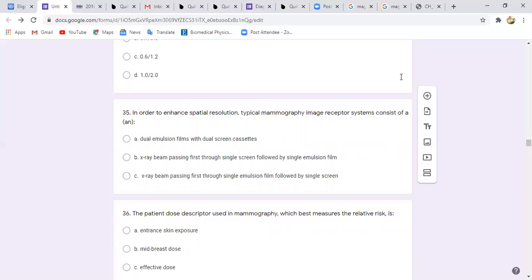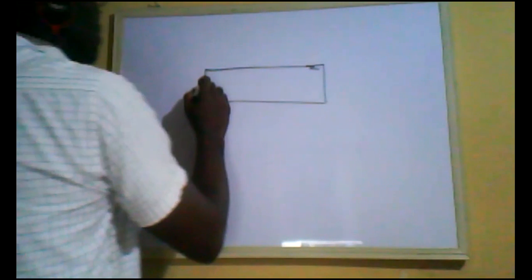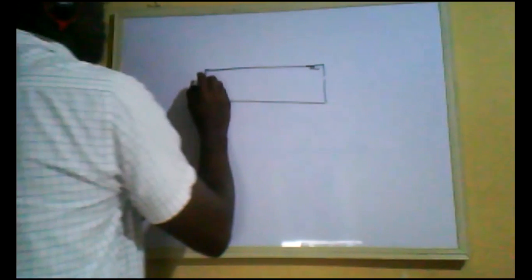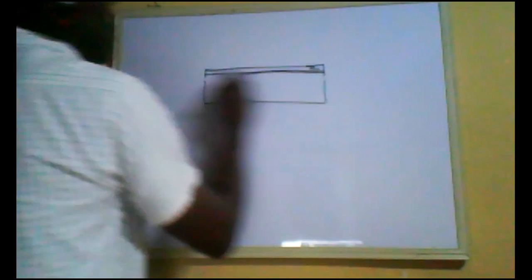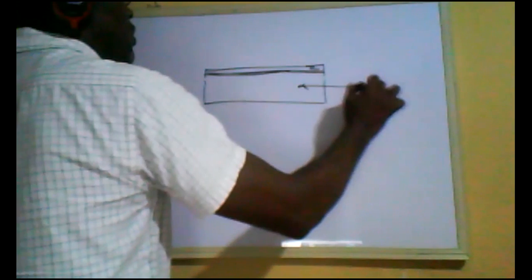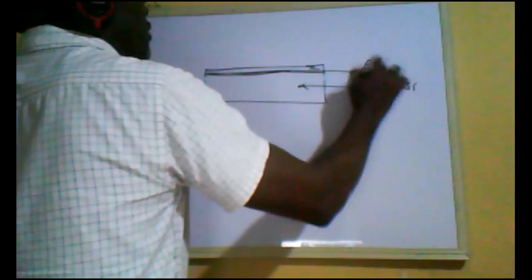Okay, let's look at the board. For a mammography system, the mammography screen, what we have is a film emulsion before the phosphor. This is a phosphor, and this is the film emulsion of the film.